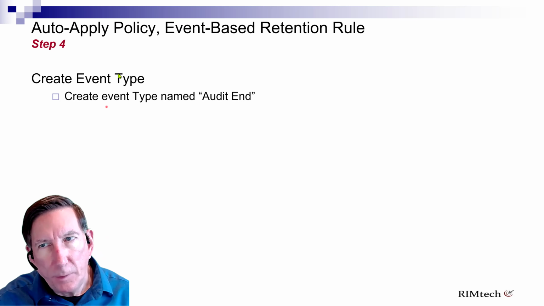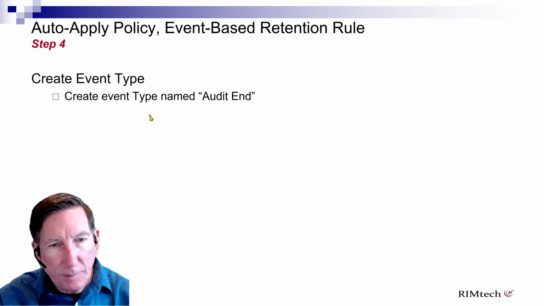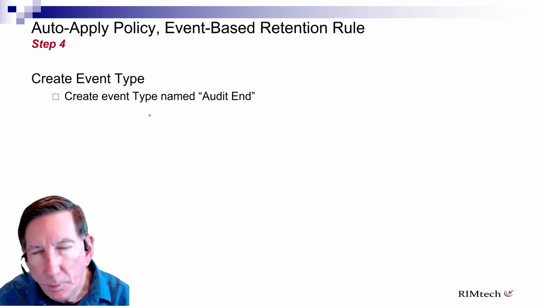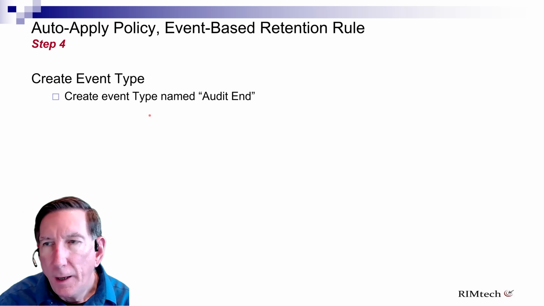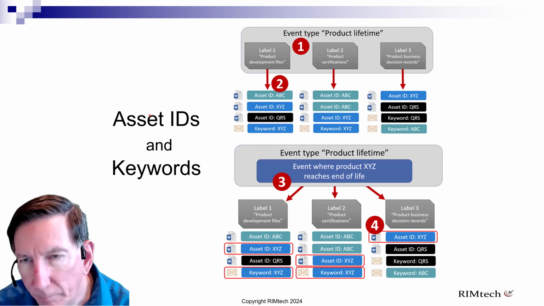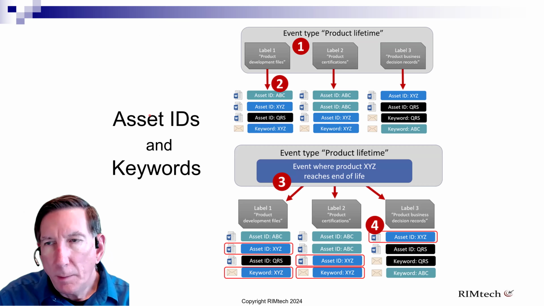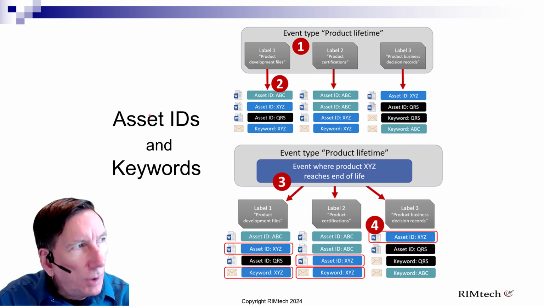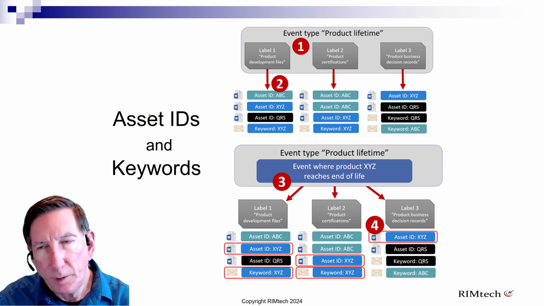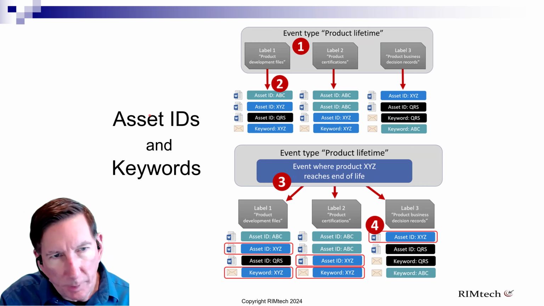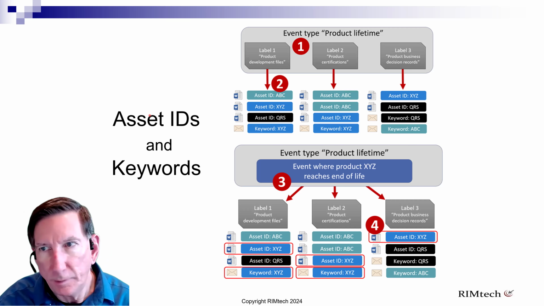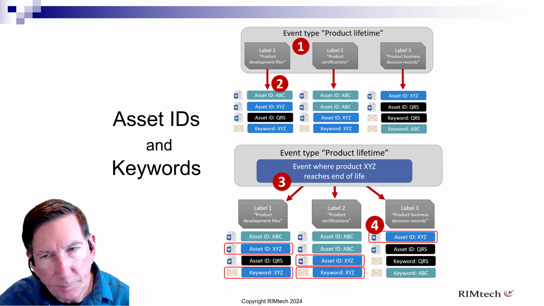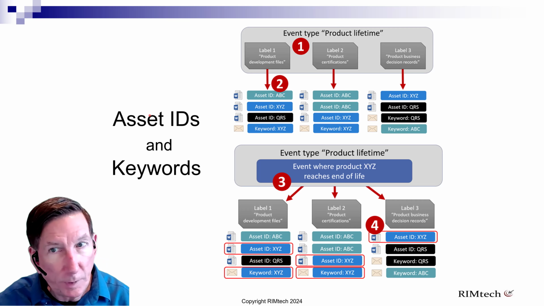Step 4, you have to create an event type. And that ties together all the documents in a case. So we're going to create an event type called audit or audit end. Now, this is the tricky part. The way that Purview knows which documents are members of a case is external to SharePoint. It doesn't know what SharePoint has. We do, but Purview doesn't. So it's going to ask you to tell it which documents are members of which case so it can tie it to one event date.